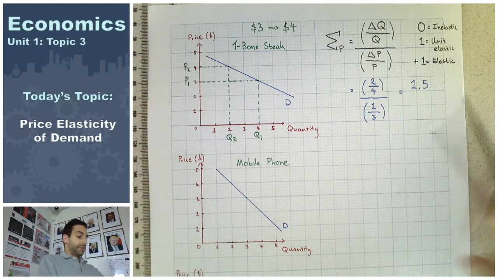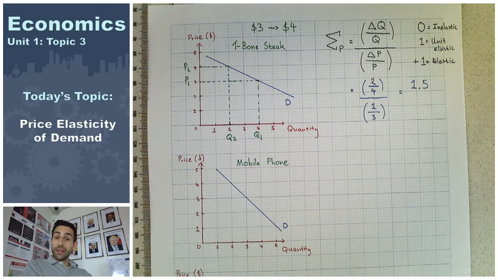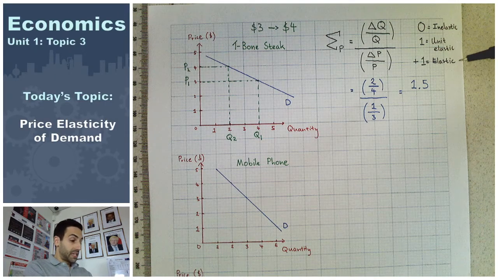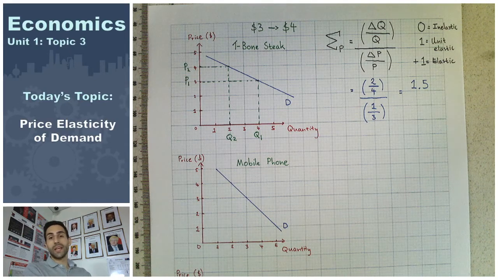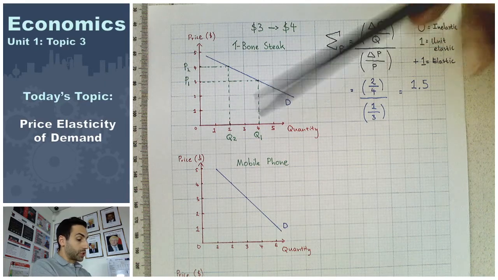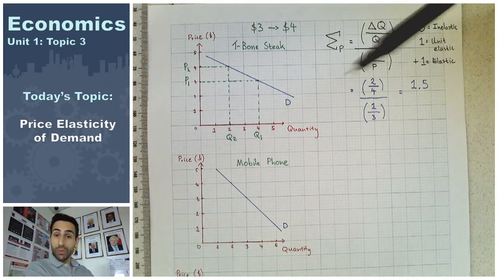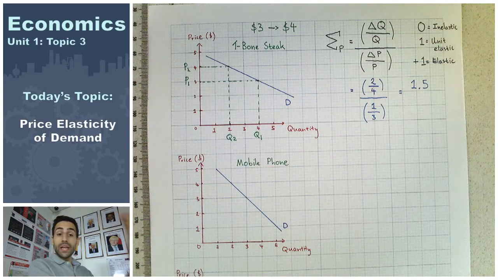So here we have a result that's yielded 1.5. So it's more than 1. T-bone steaks have an elastic demand. What does that mean? It means that there's a more than proportional change in quantity demanded resulting from a change in price. Why is this happening?